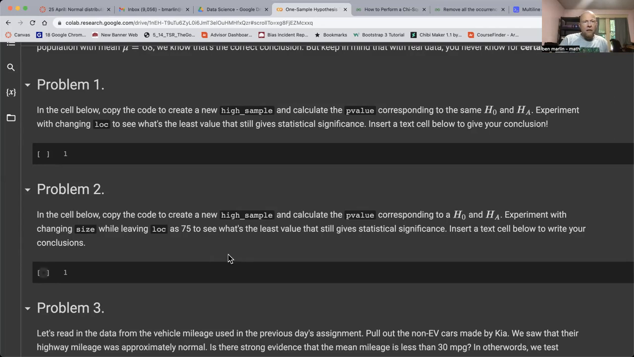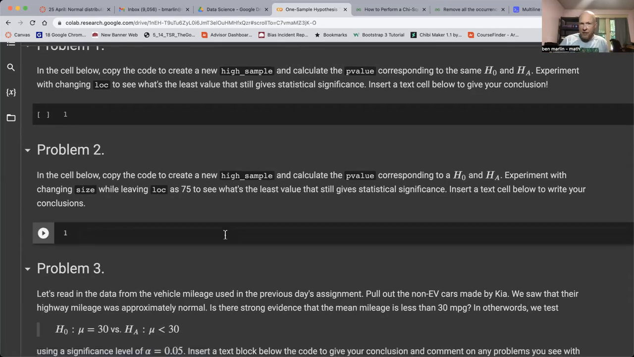Okay. Then for problem 2, I want you to take that same set of code. You can even use what you've got there. Copy it down here and leave LOC as 75, and then decrease your sample size. We were pulling a sample size of 30. That's kind of our default smallest sample size that we usually use. But pull some smaller sample sizes and see how small you can make it and still be getting a p-value that's significant most of the time.